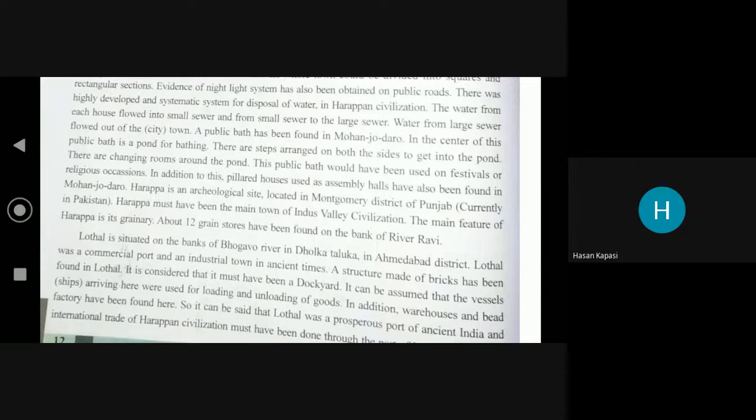Harappa's greenery. About 12 grain stores have been found on the bank of river Ravi.